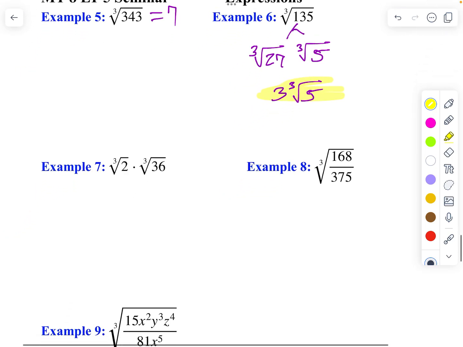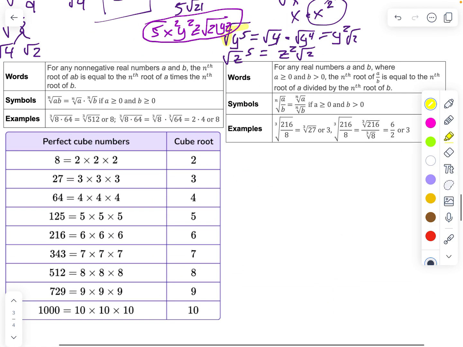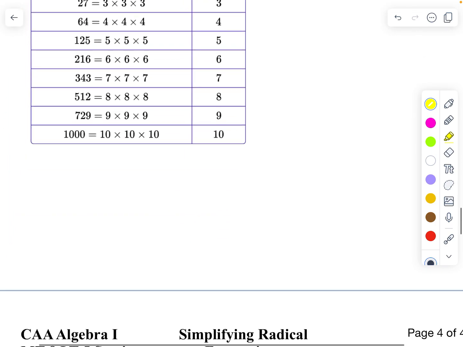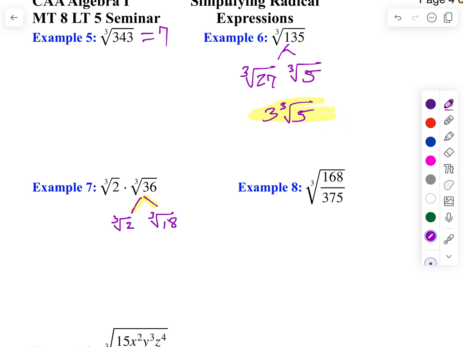Now let's take a look at example 7, one a little bit more complex. So first off, I look at 36, and 27 doesn't go into 36, nor does 8. So what do I do? Well, here's what I'm going to do. I'm just going to make a regular factor tree. So the cube root of 36. I always like to start with the smallest, but you can start with any number you want. 2 goes into 36 18 times, because 18 times 2 is 36.